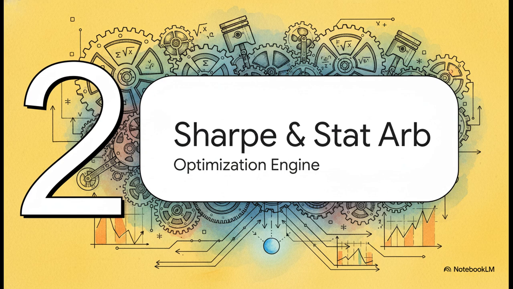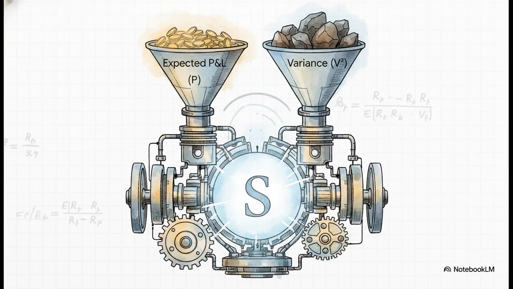Moving right along to Section 2, Sharpe maximization and statistical arbitrage, the optimization engine. Now, what's really interesting about this slide is that this strategy is essentially the mathematical engine of our entire trading factory. Let's break down this foundational math. It looks rigorous, I know, but the concepts are actually pretty intuitive.